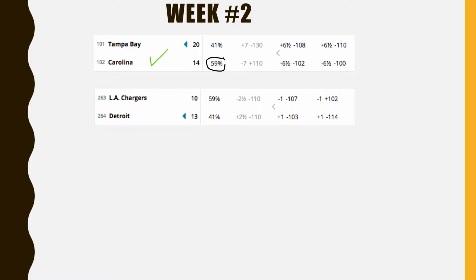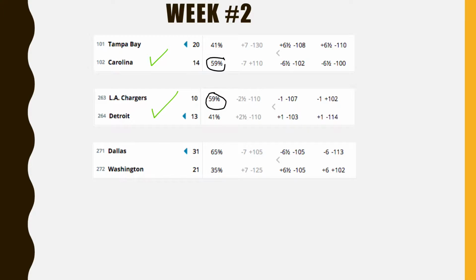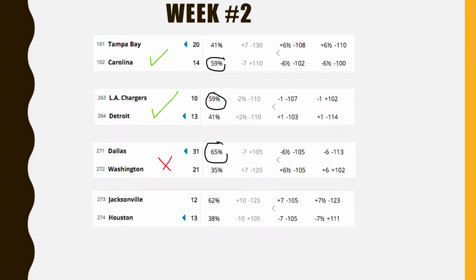Next game, Chargers and Detroit, 59% on the Chargers. So that means we play Detroit, and that would have been a winner. Next game, Dallas, 65% on Dallas at -6.5. That means we play Washington. That was a loss. Next game, Jacksonville, Houston. I actually wagered this game. Jacksonville came back late in this one.